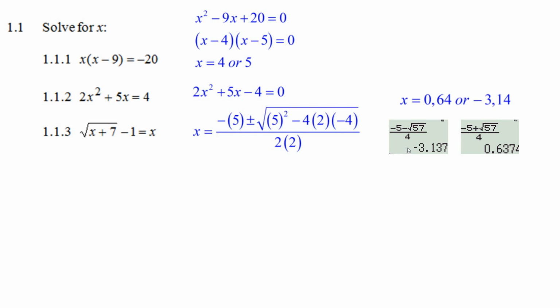You just put it into your calculator, and this works out to be the square root of 57. You get two answers. You get 0.64 or negative 3.14. There's your two answers.